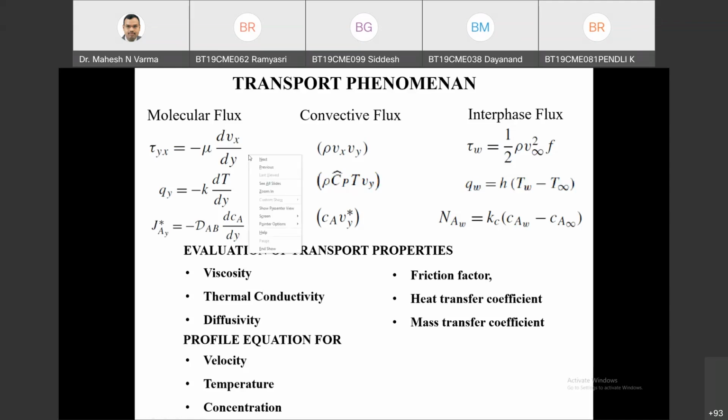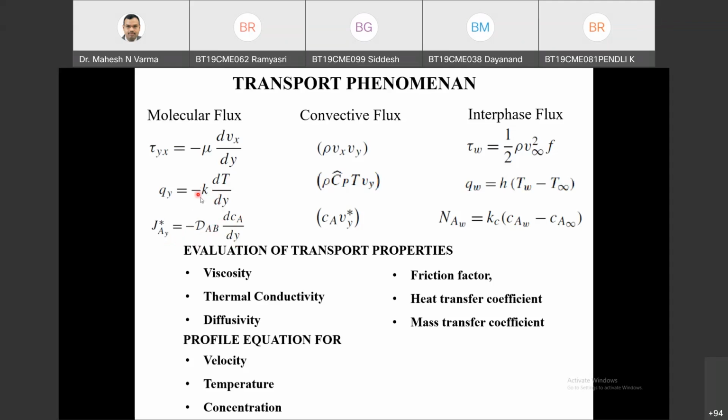So there what we got. Initially we started the discussion with molecular flux. Then we got three equations. This is Newton's law of viscosity, which correlates momentum flux with viscosity and velocity gradient. Then we have heat flux, which equals thermal conductivity times temperature gradient. Then we have mass flux, which equals mass diffusivity multiplied by concentration gradient.